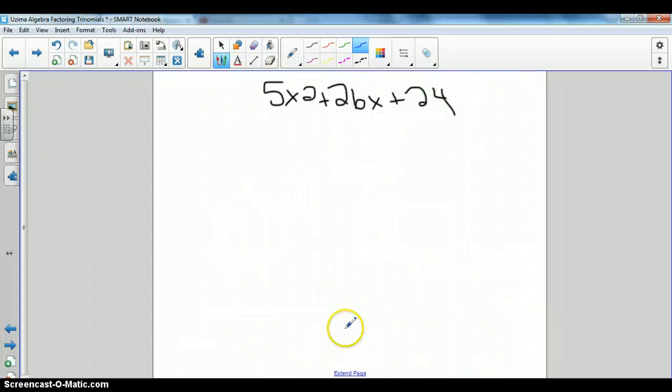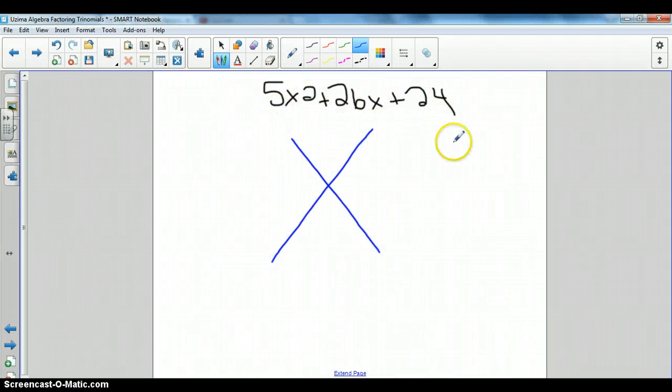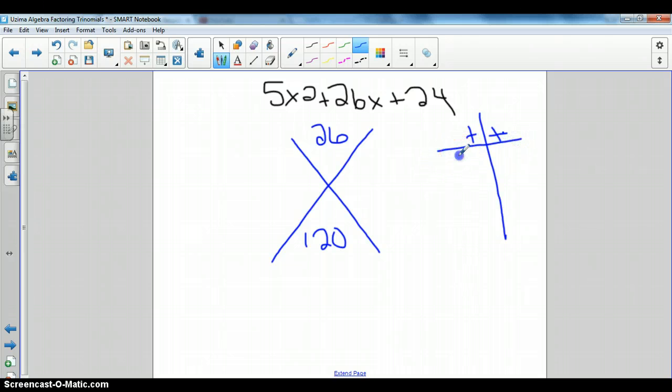So one more. Okay, make our x, a times c, 5 times 24 is 120, and 26 is our b. So your calculator is definitely your best friend when it comes to doing the factoring. So we need to figure out what two numbers multiply to 120, but add to 26. They're both positive. So on my chart, I'm going to have two positives. Okay, and I always start with 1 and 120. I know that's not right because that adds to 121.